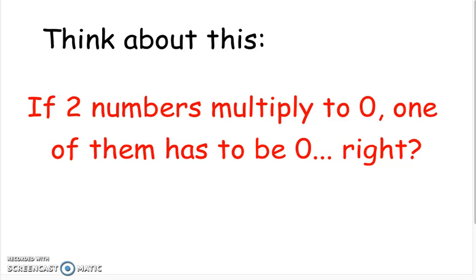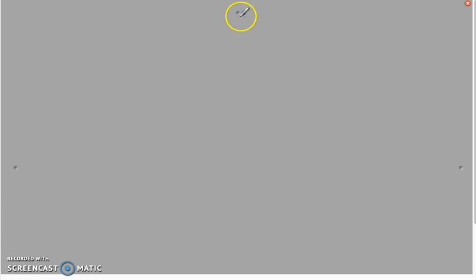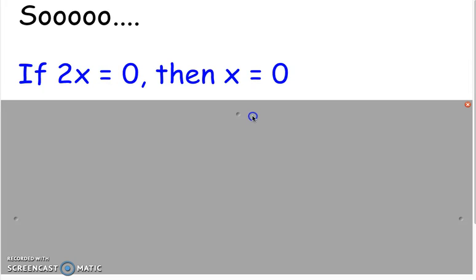Okay, so one other thing to think about. If I told you I'm thinking of two numbers that multiply to 0, would you be able to say that one of them has to be 0, right? So if I have two numbers that multiply to 0, one of them has to be 0. So if I tell you that 2x is equal to 0, then x has to equal 0, because if I say that 2 times the number is 0, then that number has to be 0, since this number is 2.